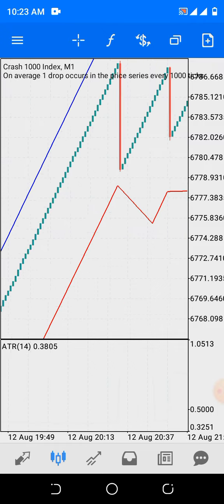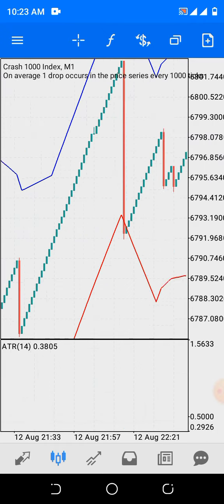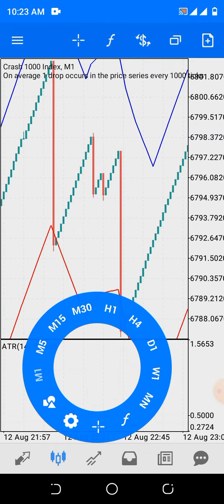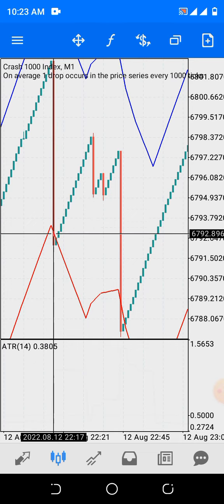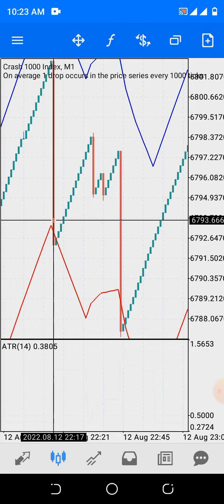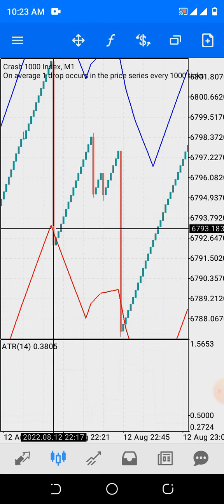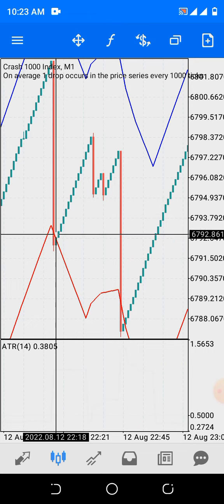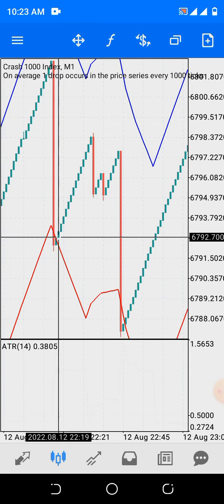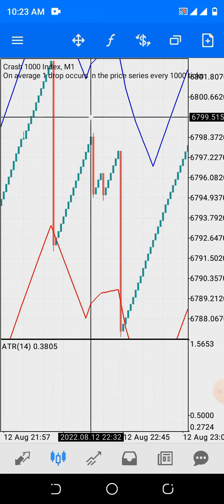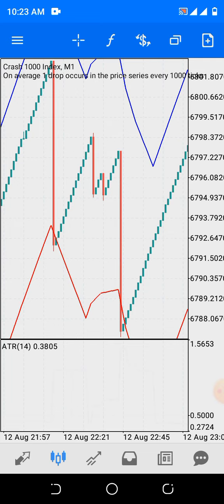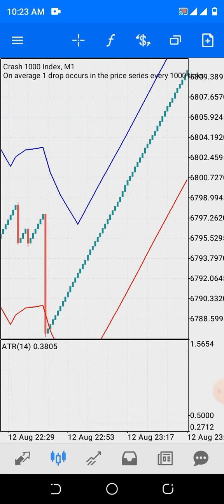This is the 12th. This is the 13th time. After the crossing of this red line, we wait for the first green candle closing. We make our entry here. 1, 2, 3, 4, 5. We take our profit. That's why the profit continues. Do you understand? So this is the 14th time, right?